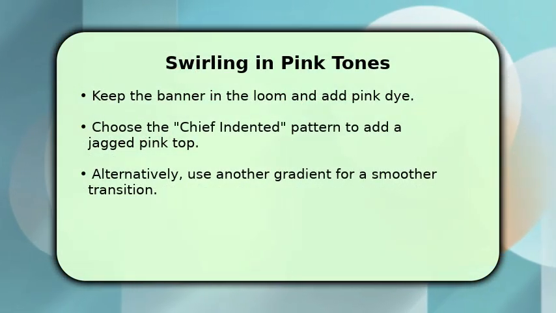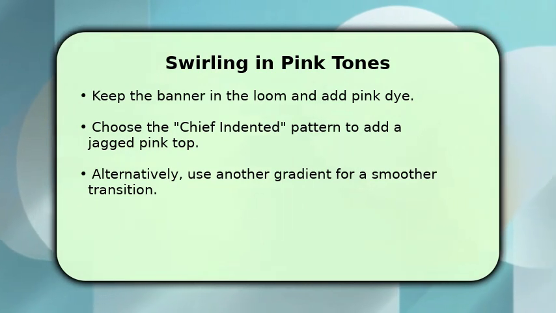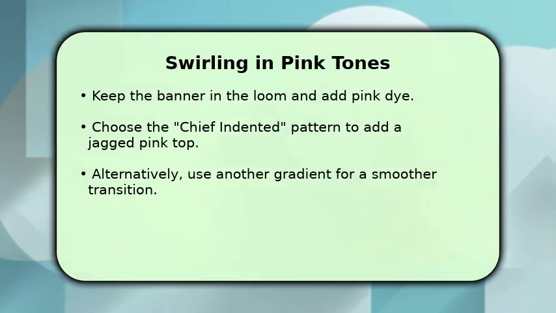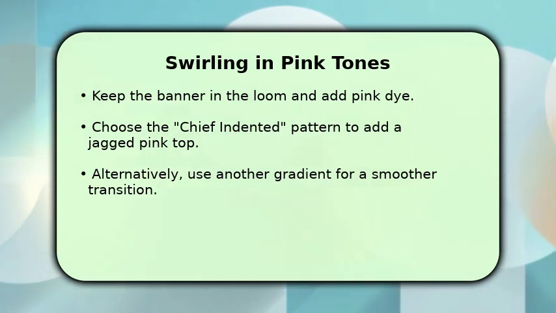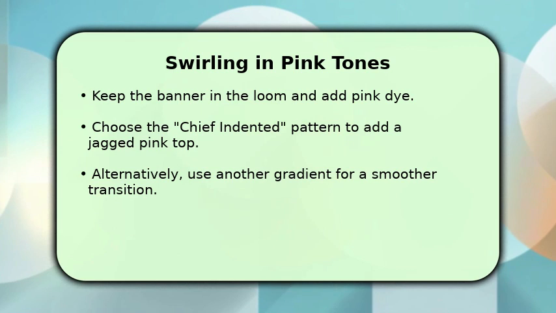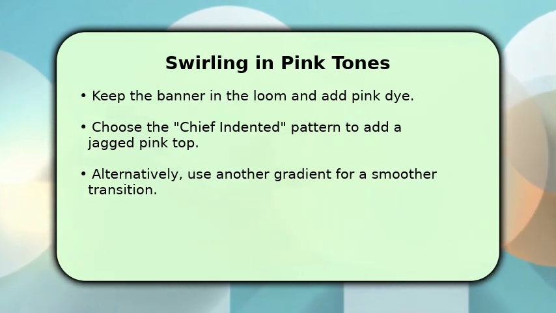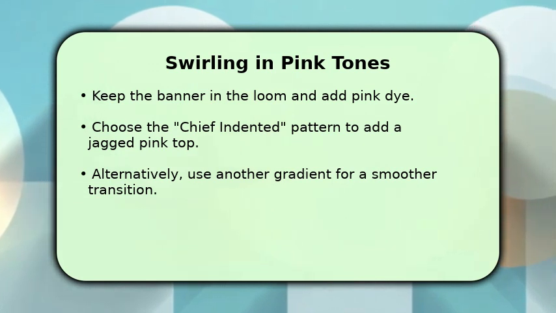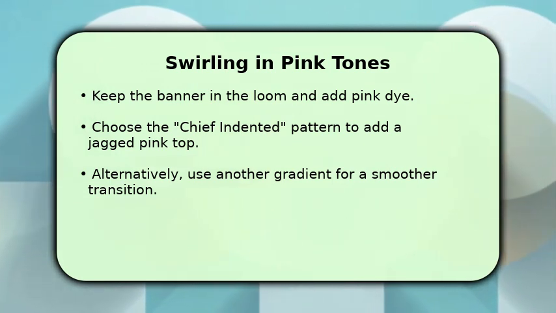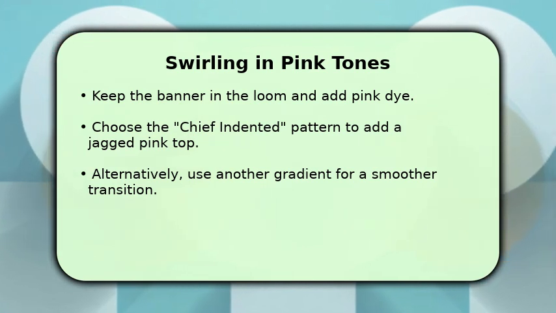Next, we'll introduce the vibrant pink. With your banner still in the loom, add the pink dye. This time, select the chief indented pattern. This will create a striking jagged pink section at the top of your banner, contrasting beautifully with the light blue. You can also experiment with another gradient pattern for a softer, more blended appearance if you prefer.